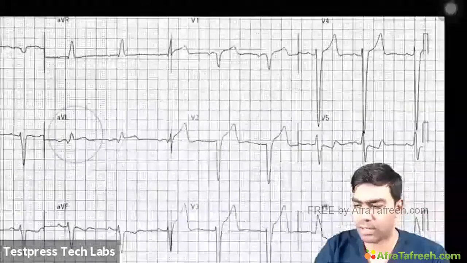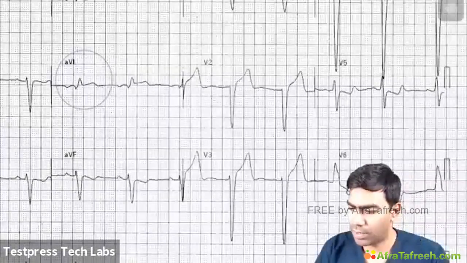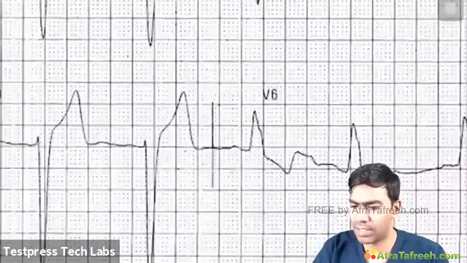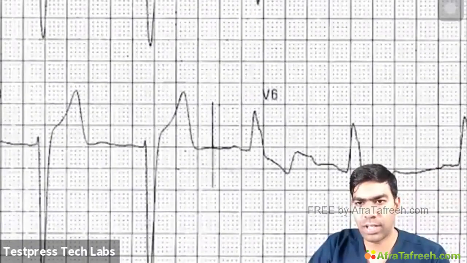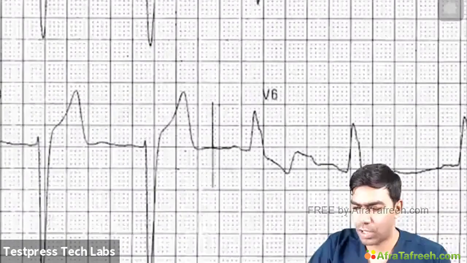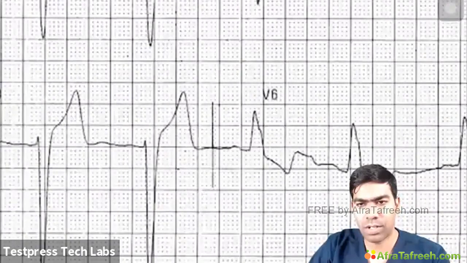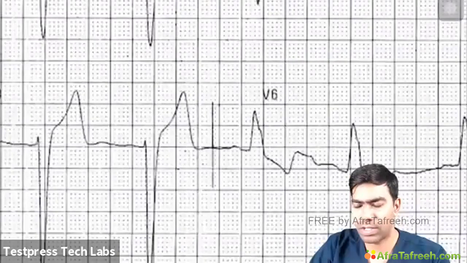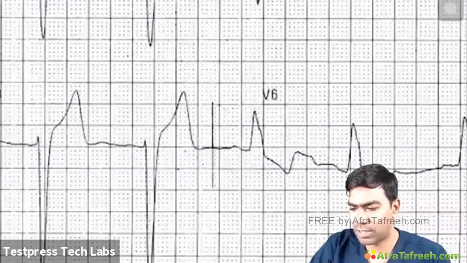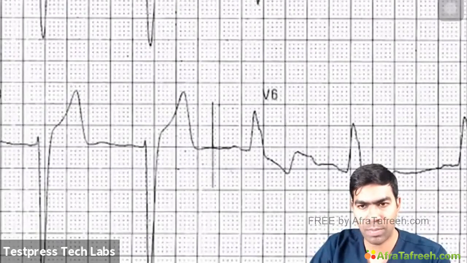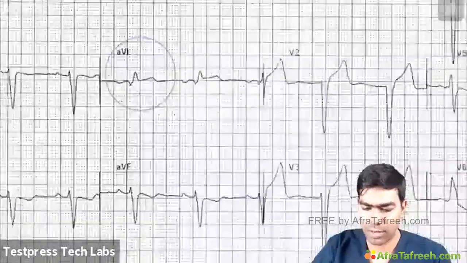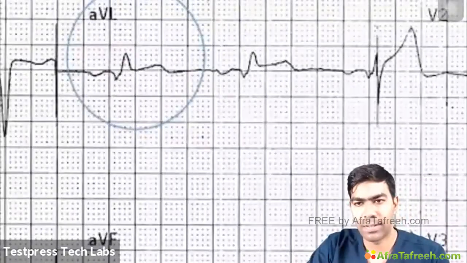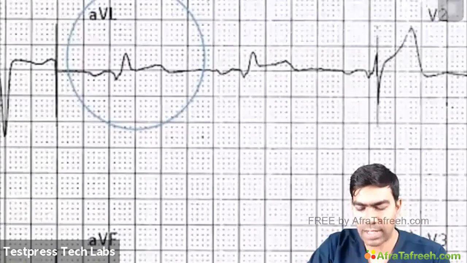And the left bundle branch block can be further confirmed by seeing V6 also. As I told you, in V6 you have a positive QRS with a negative deflection. Once again, there is no problem here. So this is a normal discordance. This is a normal discordance. But what are you seeing in aVL? What are you seeing in aVL?